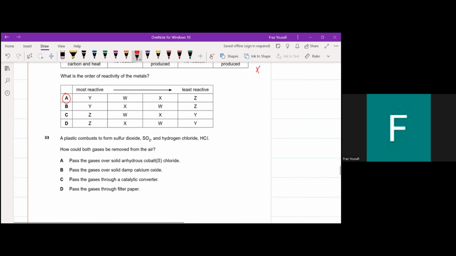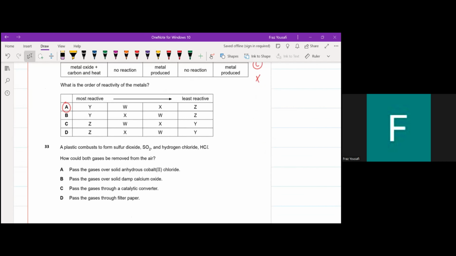All right, 33. Plastic combusts to form sulfur dioxide and HCl. How could both waste gases be removed from the air? Since both of these gases happen to be acidic, the only way to remove them is with a base. And very conveniently, that means your answer is B.